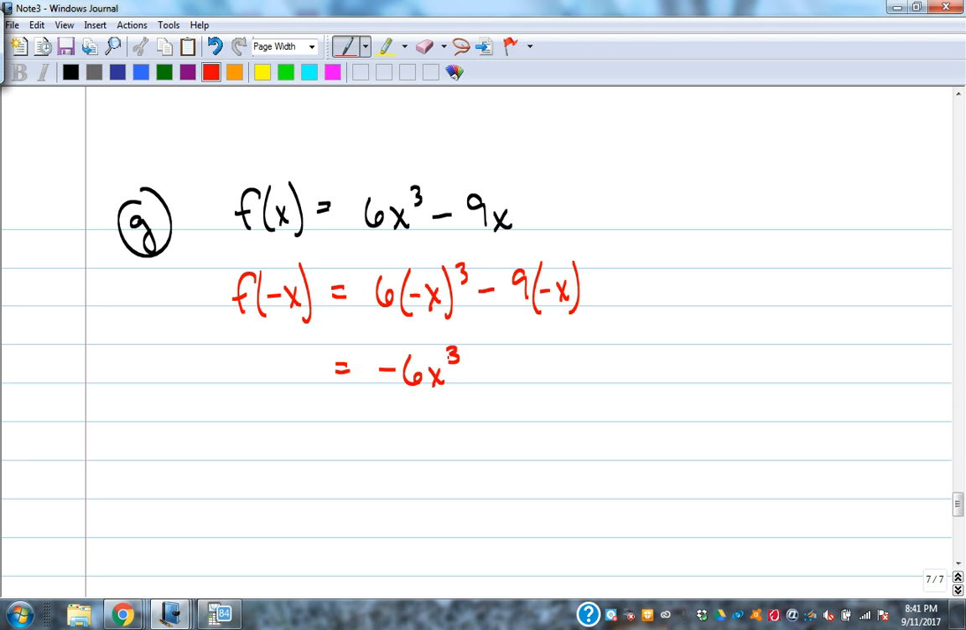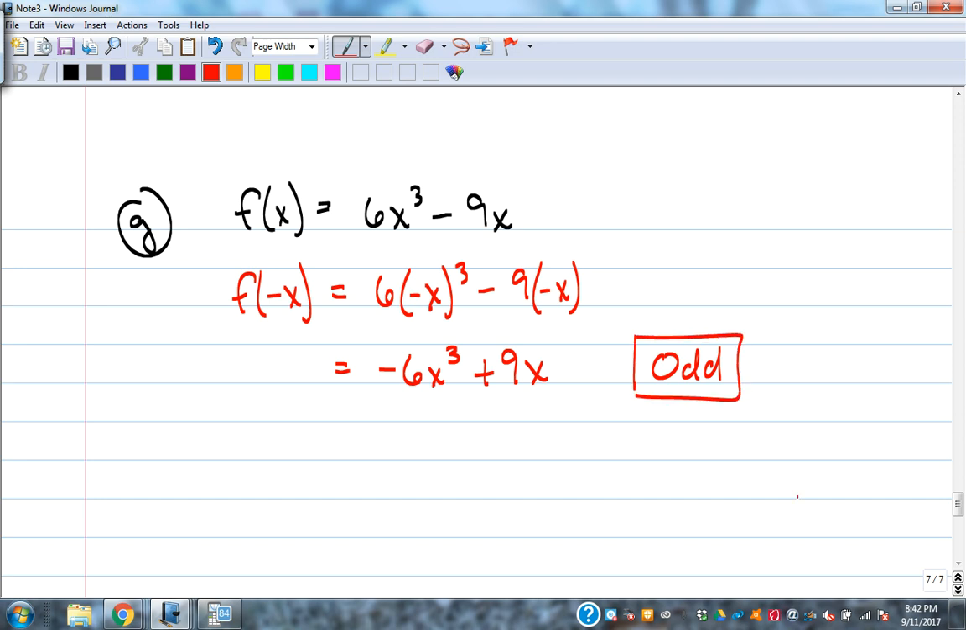Negative 1 times negative 1 times negative 1 would be negative 1, right? Negative 2 times negative 2 times negative 2 would be negative 8. And then on the other piece, negative 9 times negative x would be positive 9x. What happened to everything? It changed the sign of everybody. So that would be an odd function.